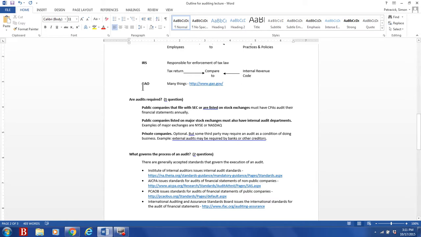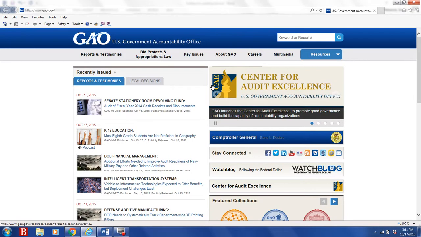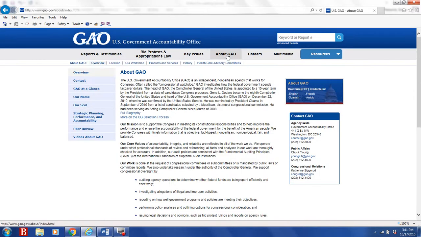And the last one I'm going to mention is GAO. The GAO is a government organization called the Government Accountability Office. And if I click on the link here for About, it says that they are often called the Congressional Watchdog. So they investigate how the federal government spends its tax dollars. They look into all sorts of things, not just financial statements.